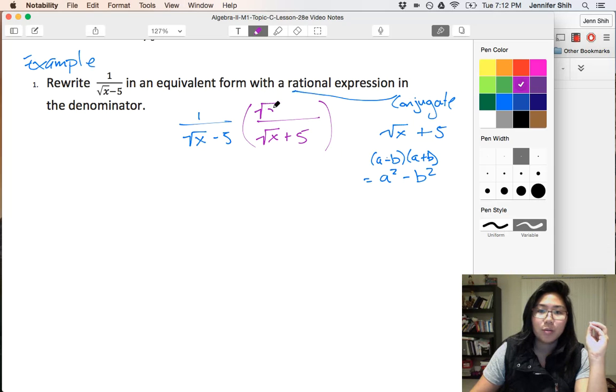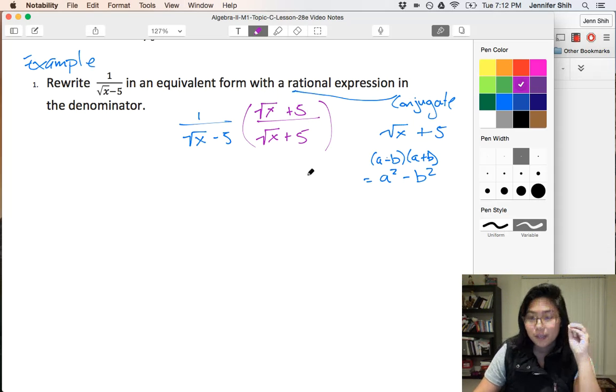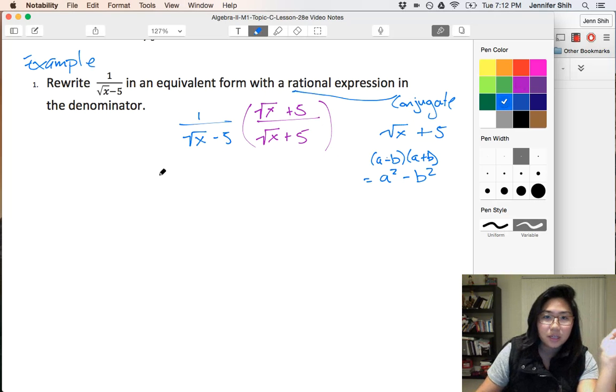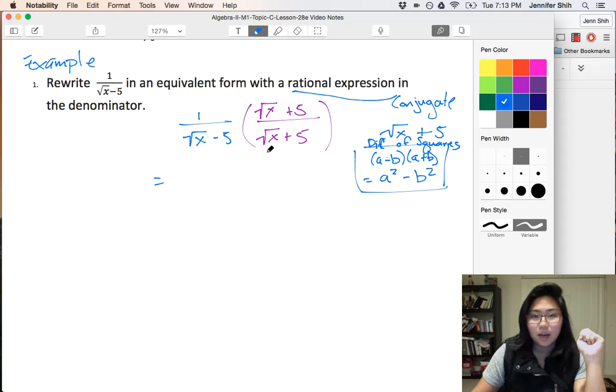What we do to the bottom, we have to do to the top, so we have to multiply the same expression in the numerator as well. Now the denominator, there's a couple ways to do this. Some of you might be able to use this property of difference of squares. We use this a lot. And just be able to say that root x squared, a squared, is going to equal x, and minus 5 squared, which is 25.